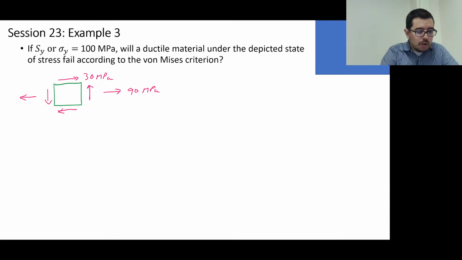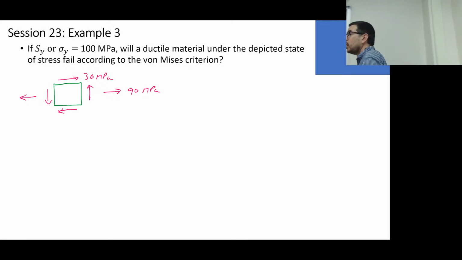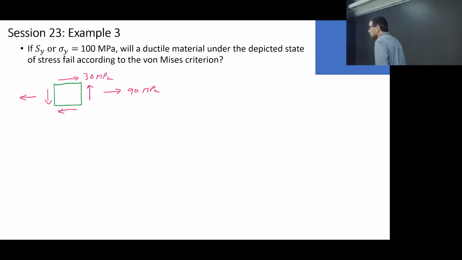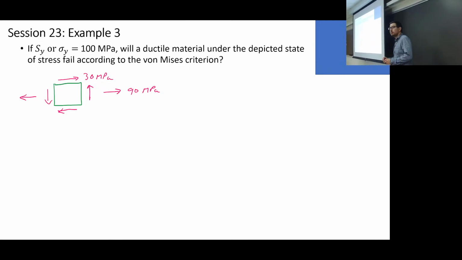All right, so the question is, will it fail under the depicted state of stress according to the von Mises criterion? So what do we need to do? Knowing what you know now, how would you solve this problem? Yeah, Andrew. Put it into the general state of stress equation. Yeah, that's the most mindless way to do it, right? Okay, how else could you do it, which would be slightly more slick?